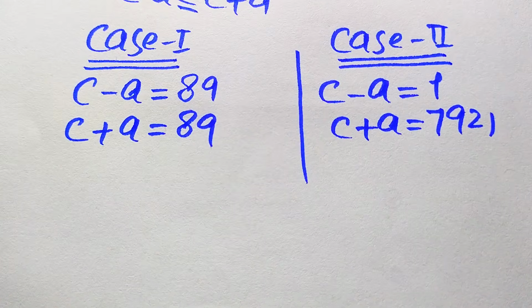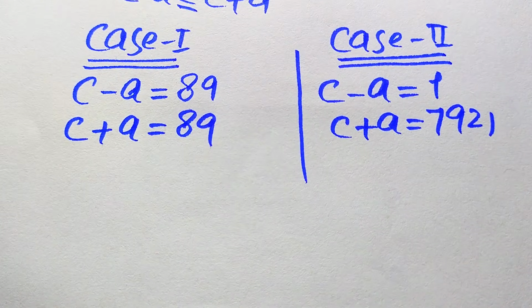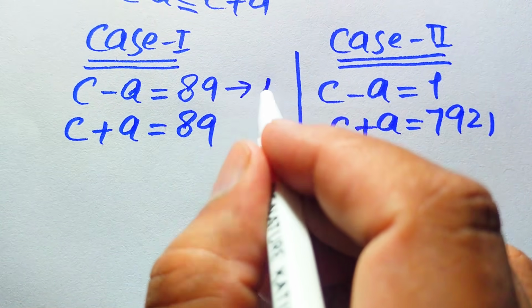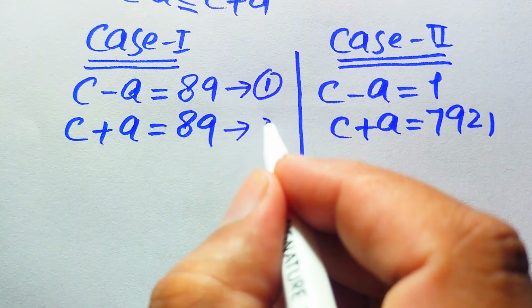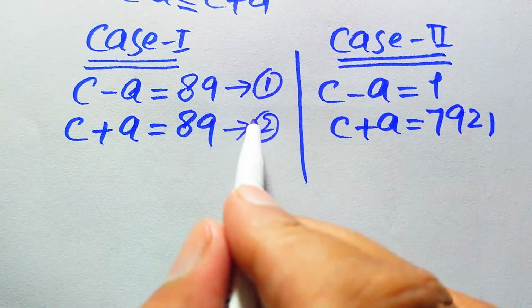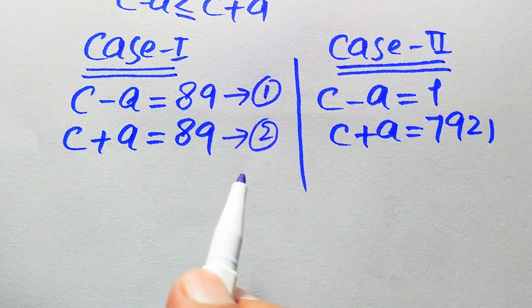So we solve both of these two cases and we get the values of a and c, and then we move towards our final destination, which is perimeter and area. So here we call this equation number 1 and this is our equation number 2.